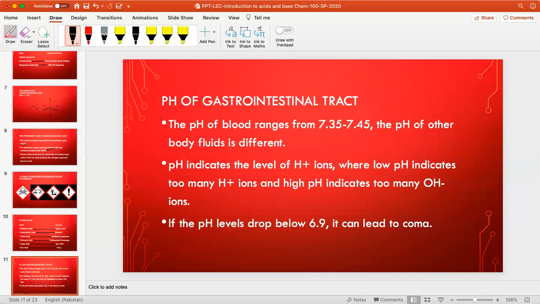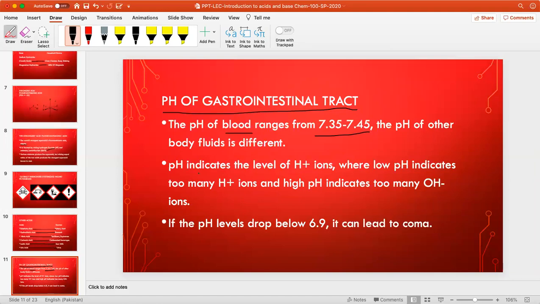Now we come to the pH of the gastrointestinal tract. The pH of blood ranges from 7.35 to 7.45. The pH of other body fluids is different. This is the pH of blood. So pH, what is pH?